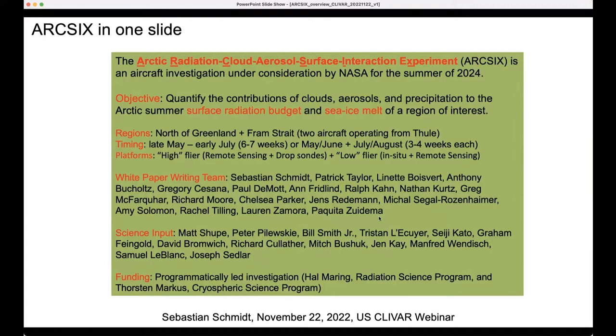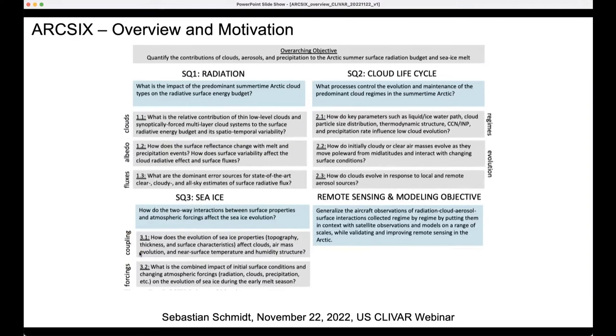So this is the objective here. I already told you it's to quantify the contributions of clouds, aerosols, and precipitation to the Arctic summer surface radiation budget, but more importantly, the sea ice melt in this region north of Greenland towards the pole over in the Fram Strait. Specifics are given here in those regions. Timing, I already told you about. Platforms. So I can skip to the next slide here and show you the more specific science questions now.